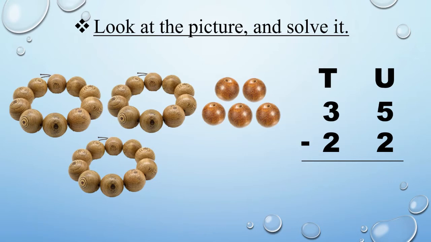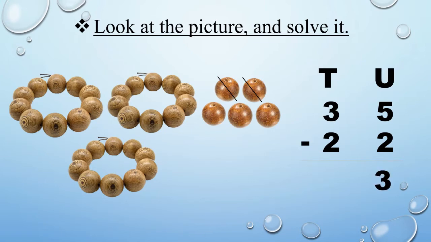Okay. Now 5 beads. We have to cut 2 from that, which means 5 minus 2. We will cut now 1, 2. Okay, so how many remaining here? 1, 2 and 3. So 5 minus 2 is equal to, very good, 3.